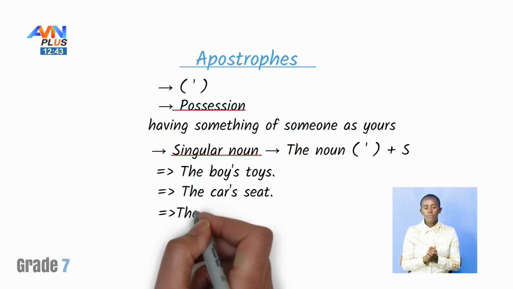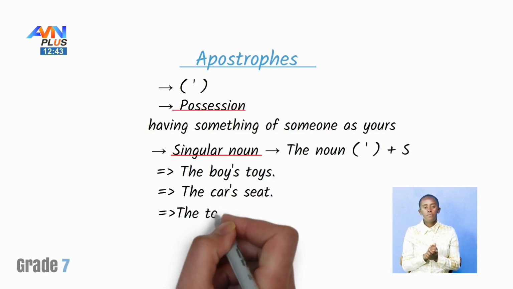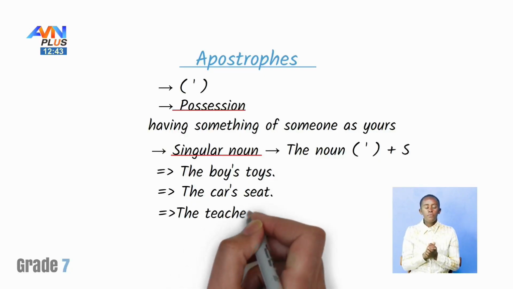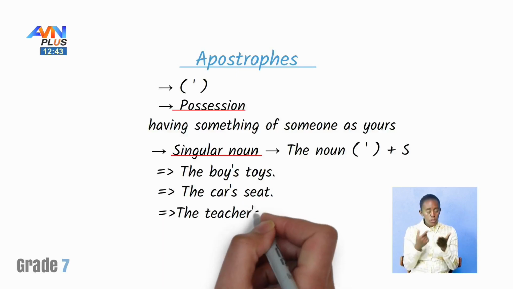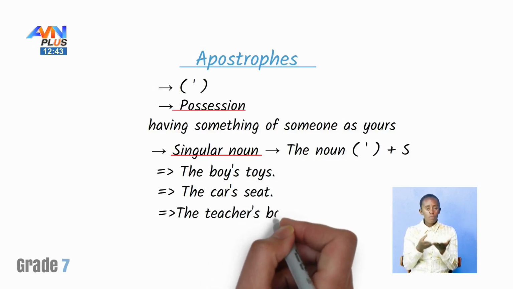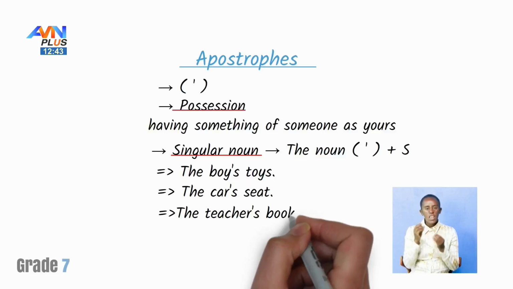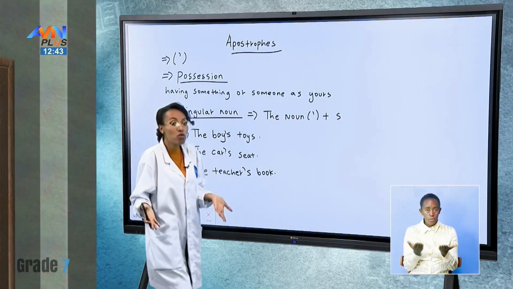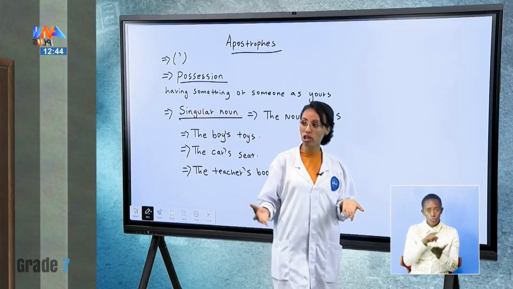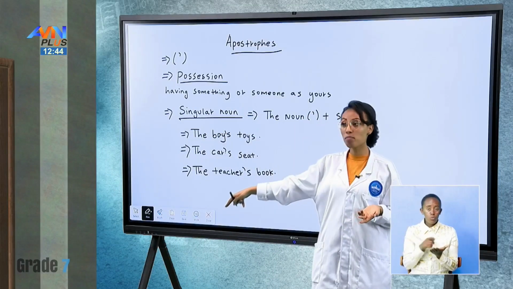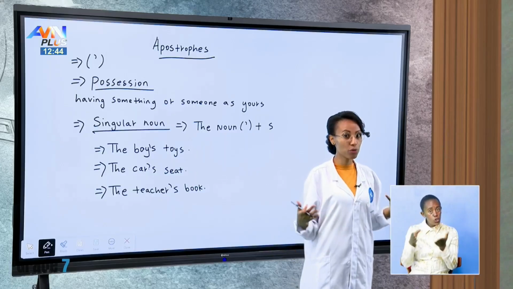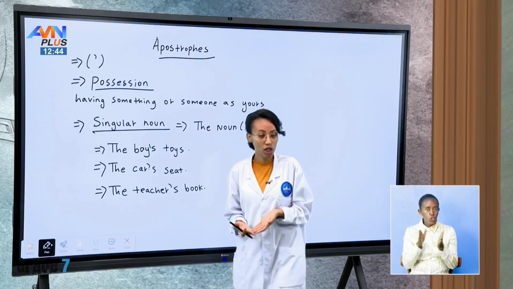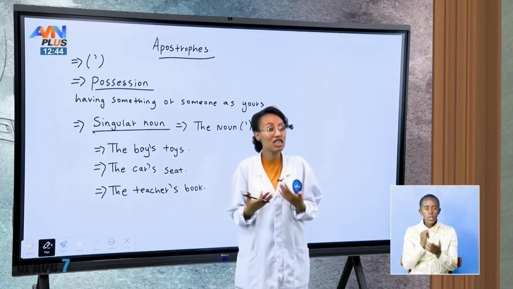The other one. The teacher's. In this case, why? Because we are giving that person something. The teacher's book. If I say, whose book is this? If I ask this question, and if that book belongs to the teacher, you would answer, it is the teacher's book. Your answer would be, it is the teacher's book.